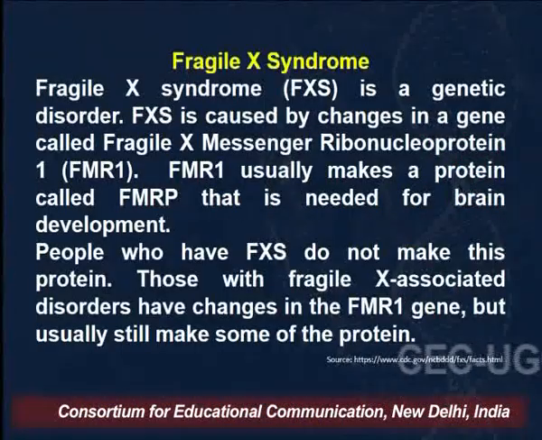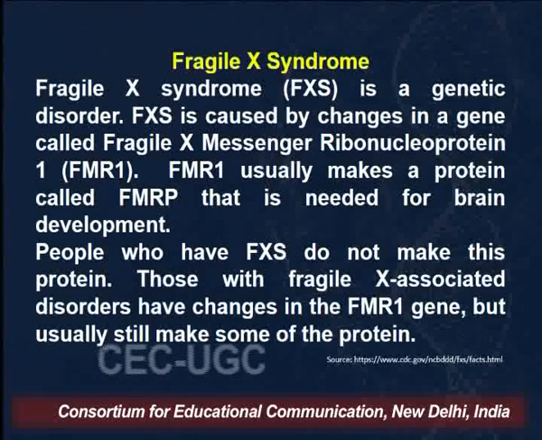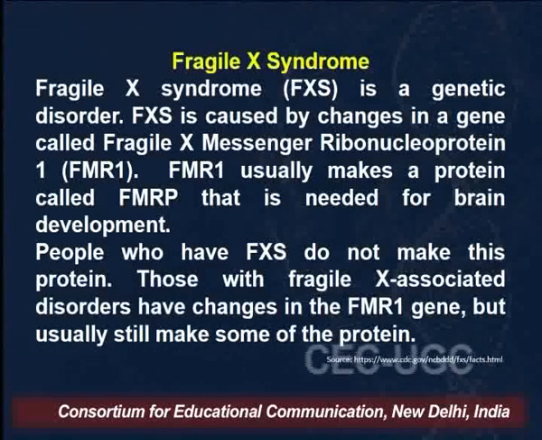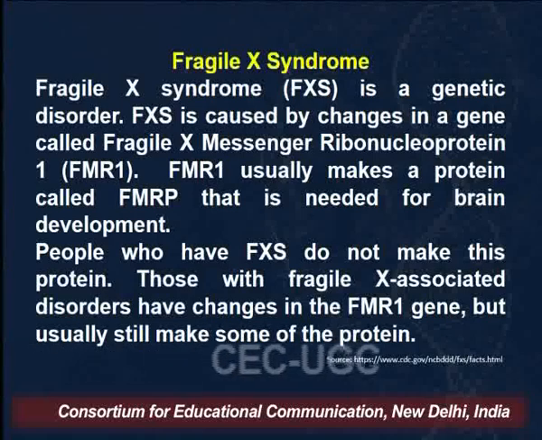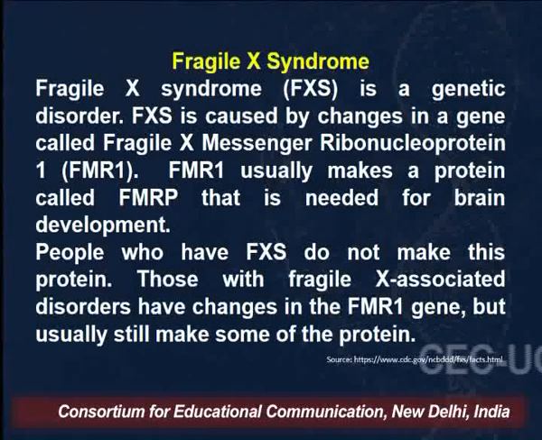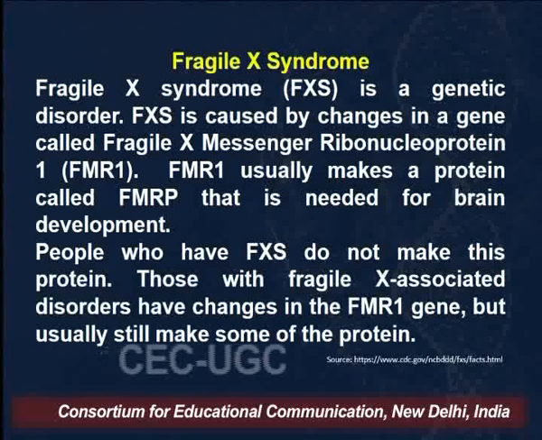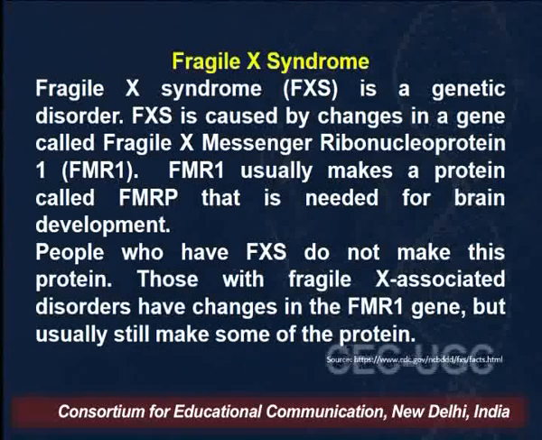Now the next syndrome is called the Fragile X syndrome. It is also a genetic disorder. As the name suggests, there is some kind of abnormality which occurs in the X chromosome. In the Fragile X syndrome, it is caused by changes in the gene called the Fragile X messenger ribonuclear protein 1, which is called FMR1. There are some changes in this particular FMR1 gene, due to which the protein which is produced is not formed properly.